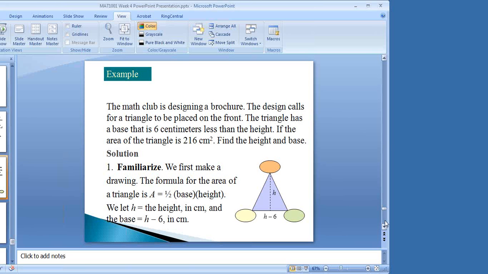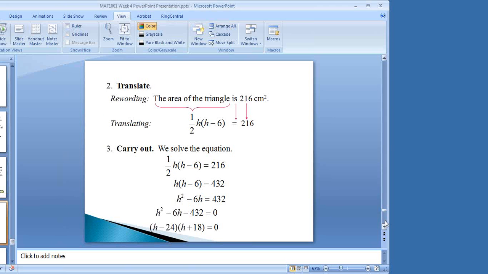Again, it's at the end of the week 4 PowerPoint, but it just uses a formula, and most of the time a formula will be given to you. If it's not, you can ask me. My math lab might assume that you know the area of a rectangle or whatever, but if not, just ask me. But usually they put them there for you.